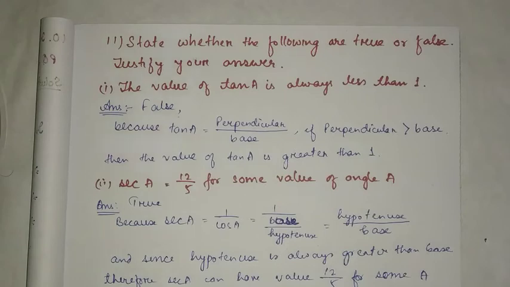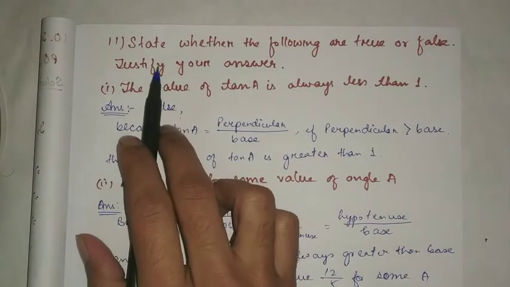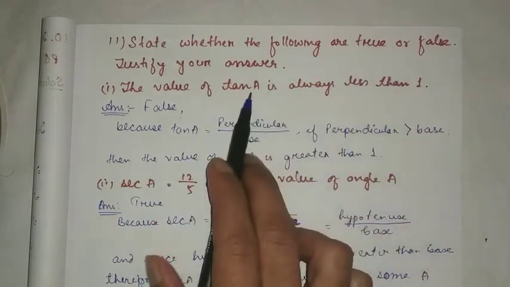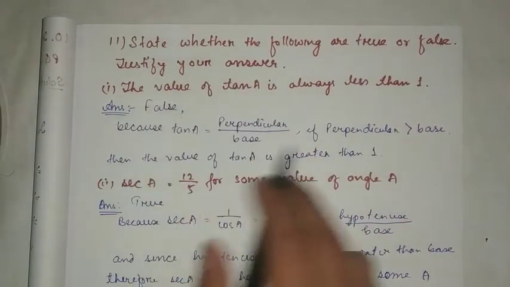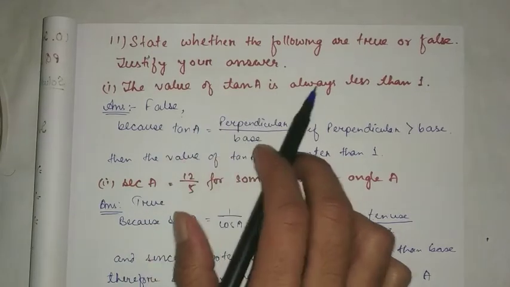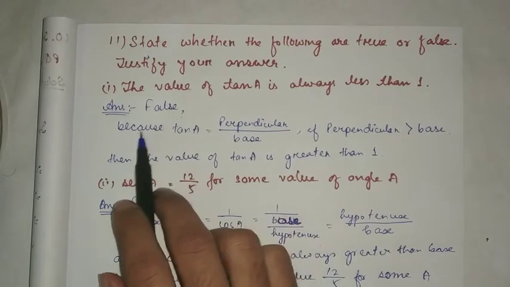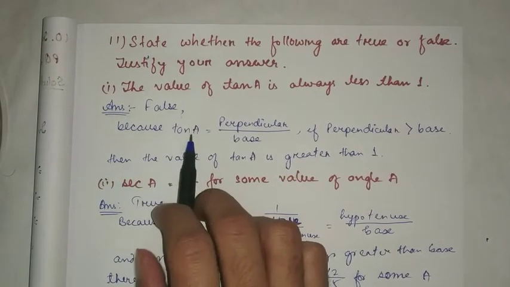So the last problem of this exercise is question number 11, which is nothing but simply true or false, and here we have to justify our answer. The first problem is: the value of tan A is always less than 1. So it is false, and how it is false I will explain here.